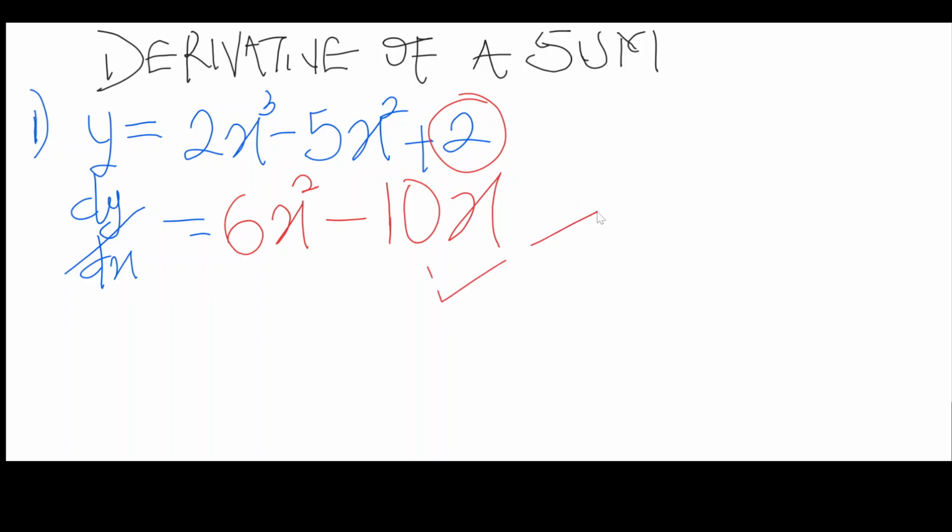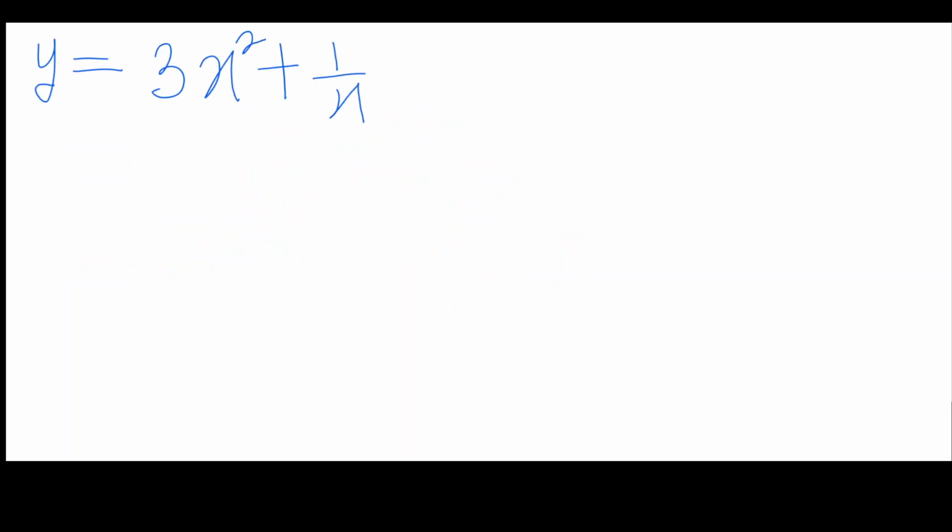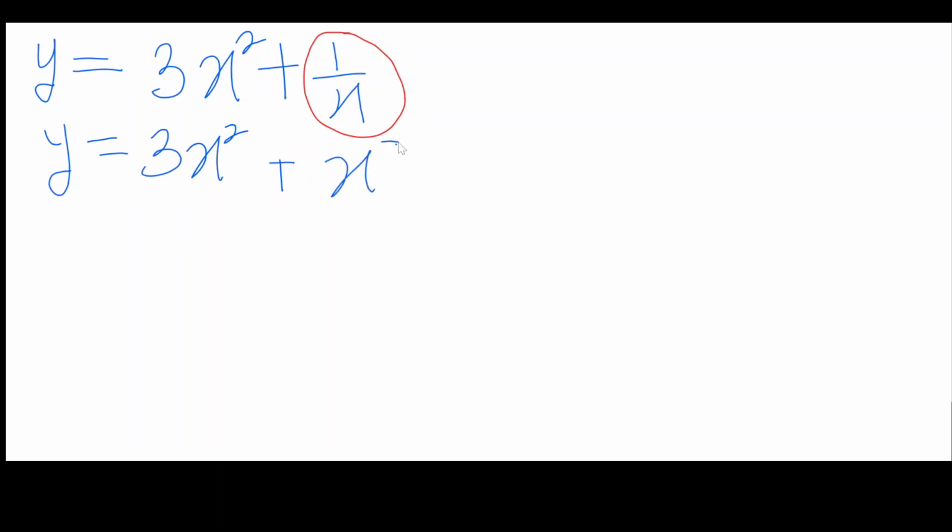Now let's talk about the next question that I have here. It says we should differentiate y equals 3x squared plus 1 over x. Please don't forget, I'm going to be writing 1 over x in exponent form. And how do I write it in exponent form? So it becomes y equals 3x squared plus x to the power of negative 1. So I've written it in exponent form, then I can get the differentiation.